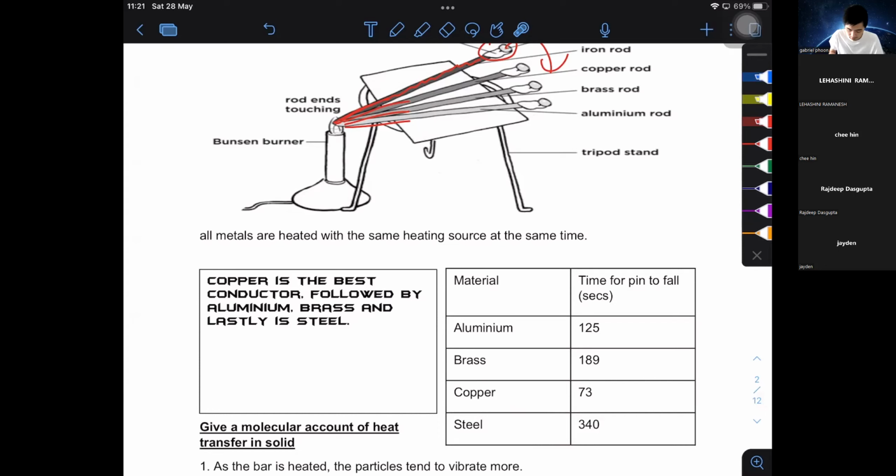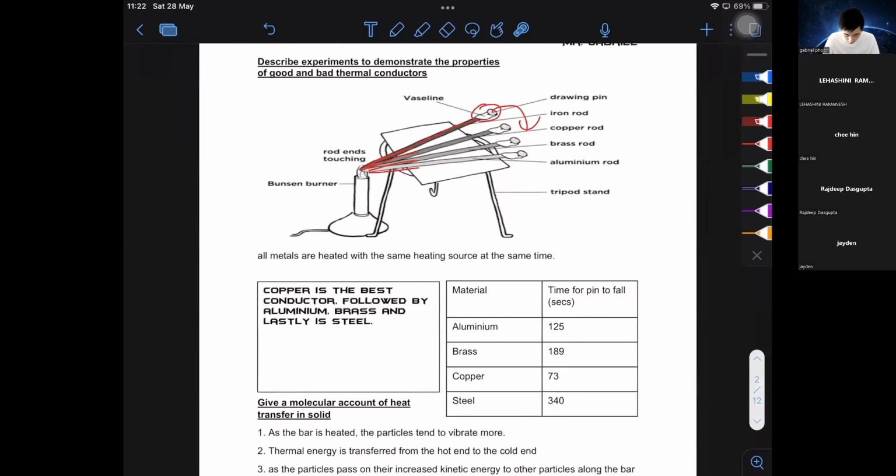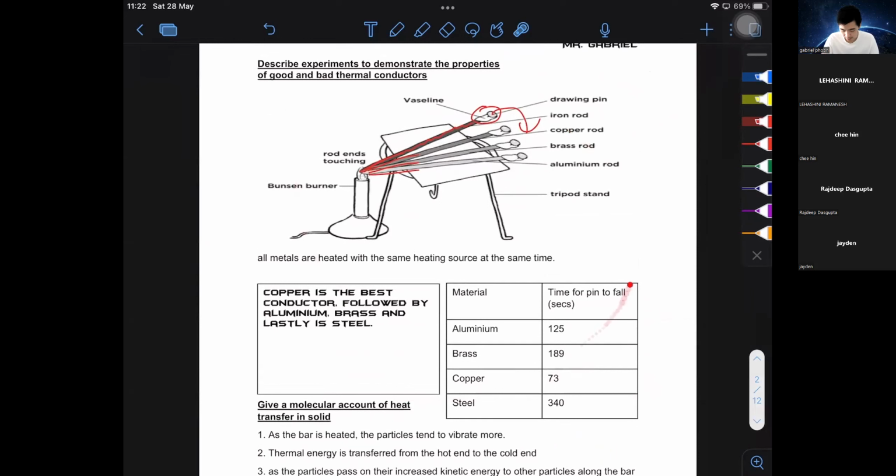So we know for a fact that copper is going to be the best conductor. Steel is actually one of the worst conductors among the metals. Okay. So, yeah, does anyone have any questions from this part here before I move on to the molecular structure of how conduction occurs?